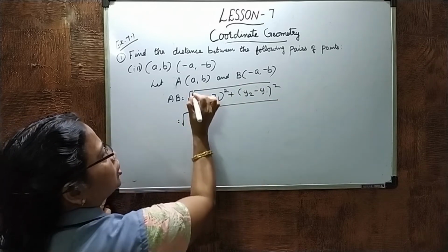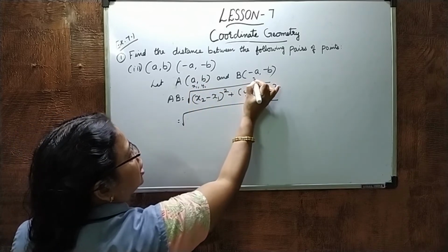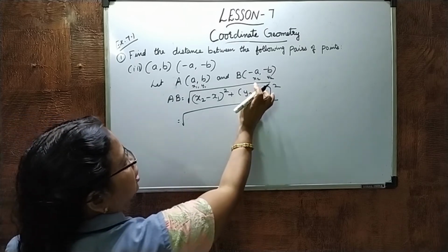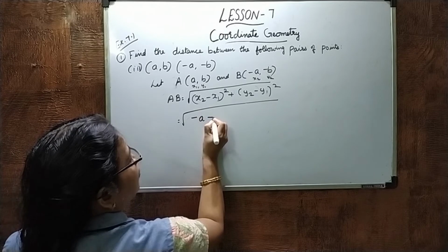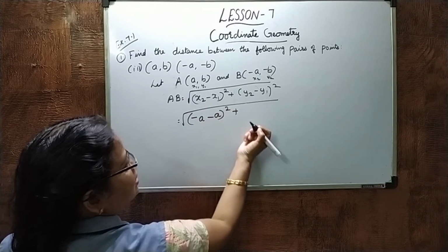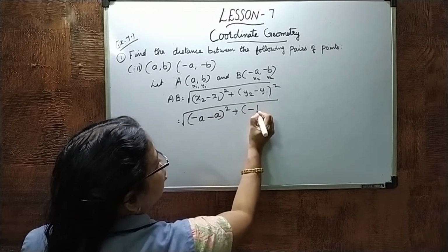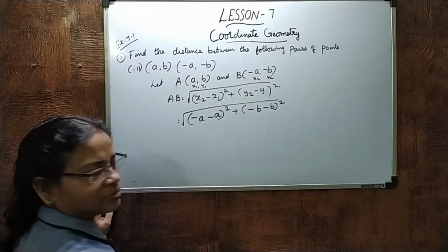If you have doubt, what you can do is just write x1, y1 here with a pencil, and here x2, y2. Then start. So it is x2 minus x1. So it will be negative A minus x1, which is A, the whole square, plus y2 minus y1. y2 is negative B minus y1, which is B, the whole square.